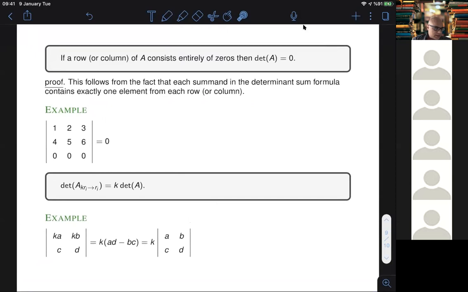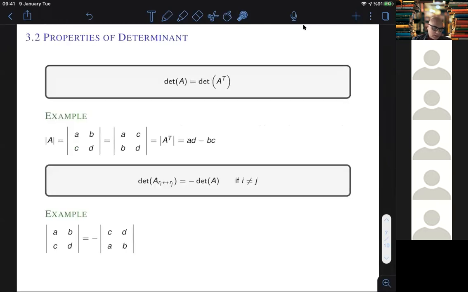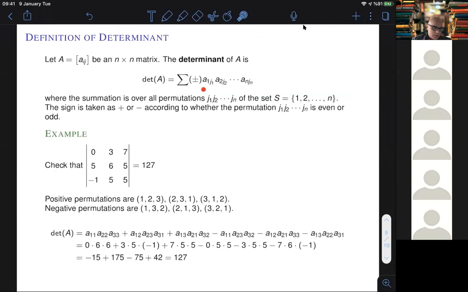Okay, next thing is if a row consists entirely of zeros, then the determinant is 0. So why is it so? Because just remember the determinant sum formula, okay? So as I said, let's go back to the determinant sum formula. So the determinant is a sum of products, and each product contains exactly one element from each row, okay? So every time each of these products will contain a term which is 0. So we're just adding zeros here, which gives 0.